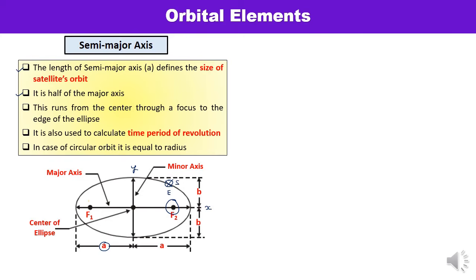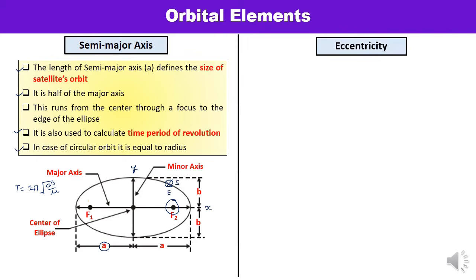And if you remember, you have written the formula to calculate the time period. The time period of revolution can be calculated as T equals 2 pi square root of a cubed upon mu. So this parameter a is also helpful to calculate the time period of revolution. In the case of a circular orbit, it will be equal to the radius, because the semi-major axis will be equal to the radius only.